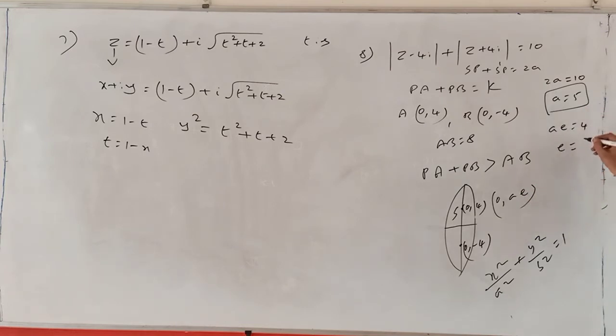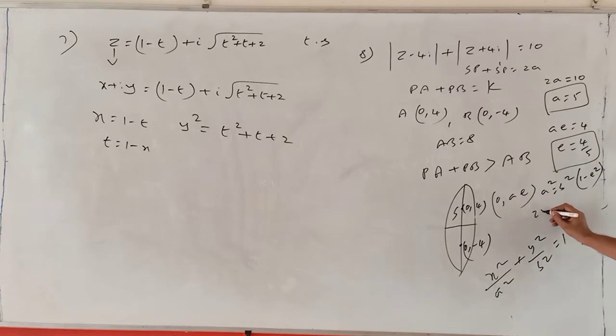Therefore e equals 4 by 5. From these two we can find the value of b. Relation among a, b and e when a is less than b: a squared equals b squared into 1 minus e squared. So a squared value is 25, b squared is required, 1 minus e squared value is 16 by 25. By using this, we can find the value of b, and by substituting the values of a, b in the standard equation of ellipse we get the locus.